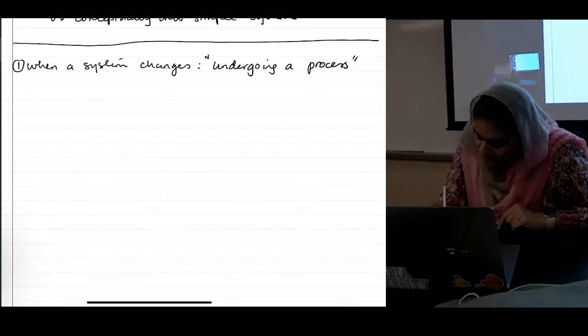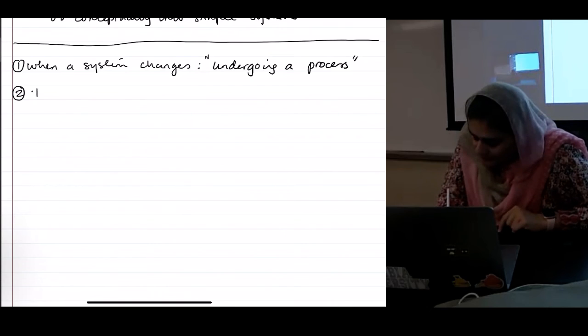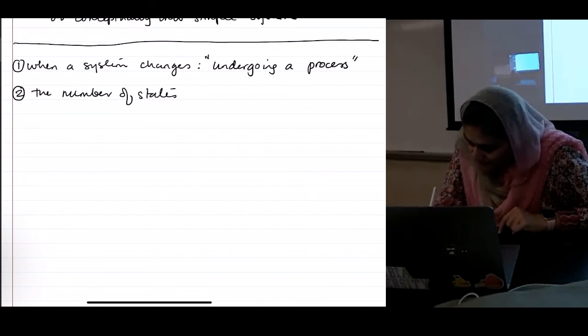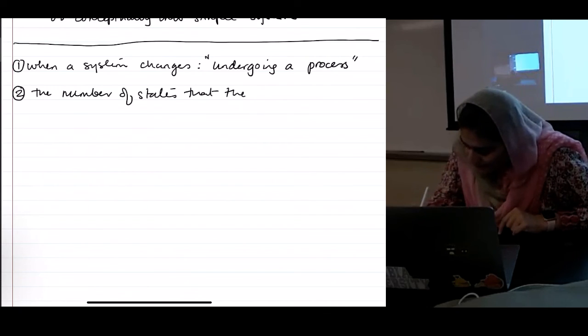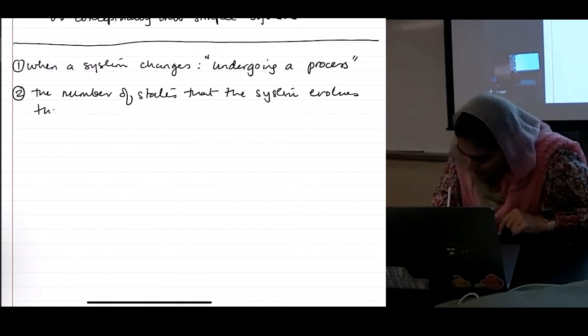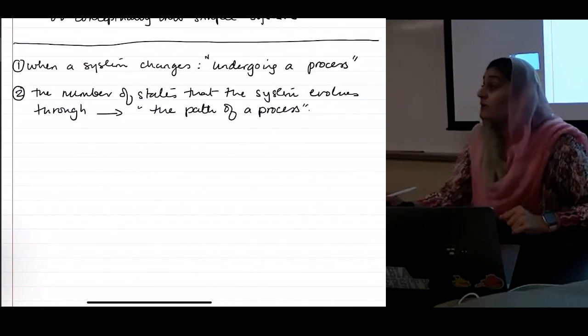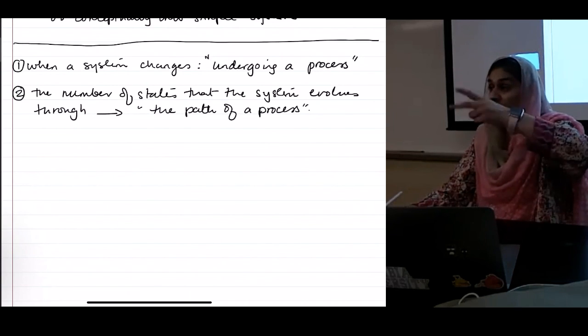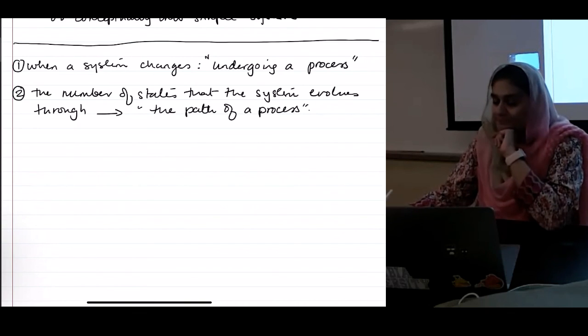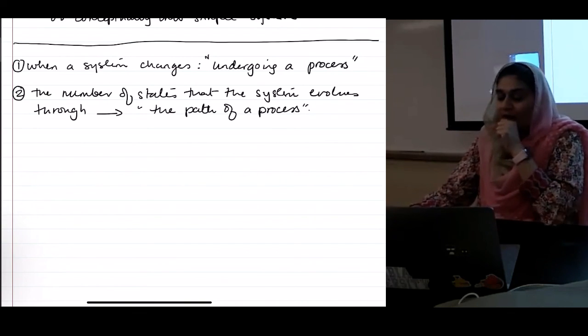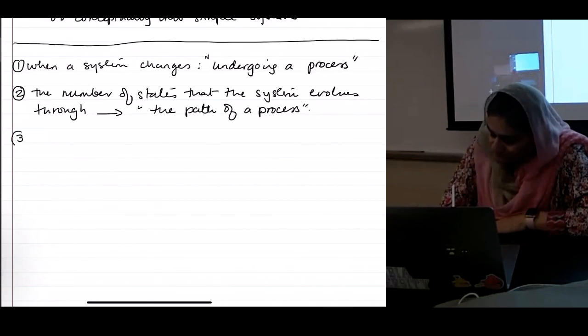Number one. Number two, the number of states that the system evolves through is called the path of a process. Also called transformation. So you'll hear these two words interchangeably.